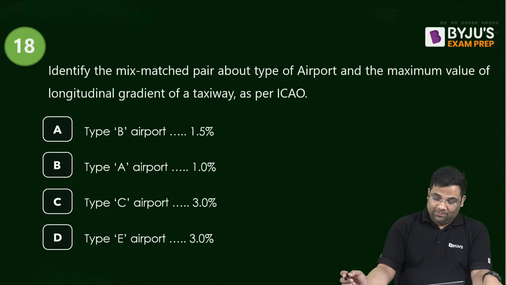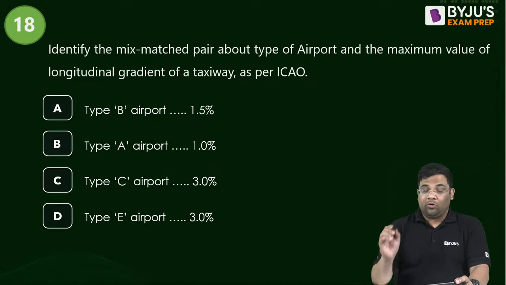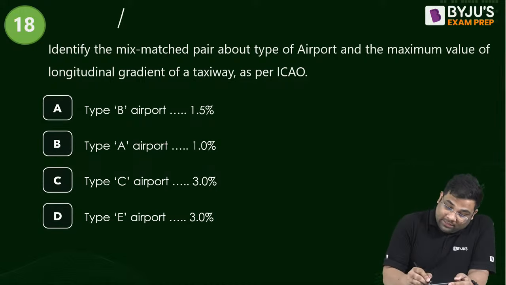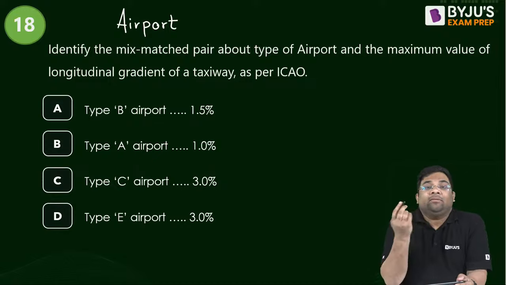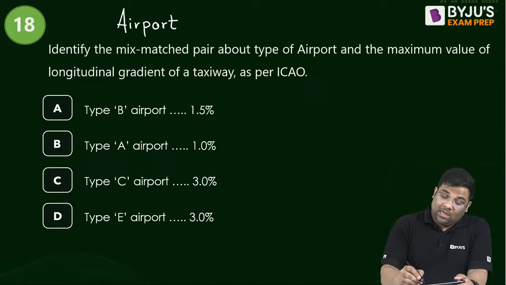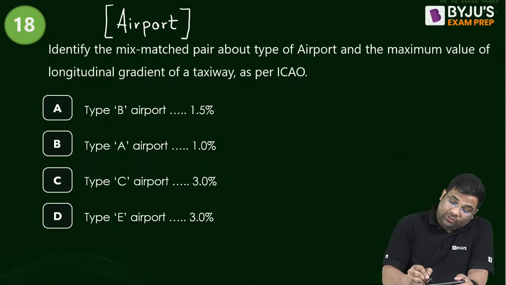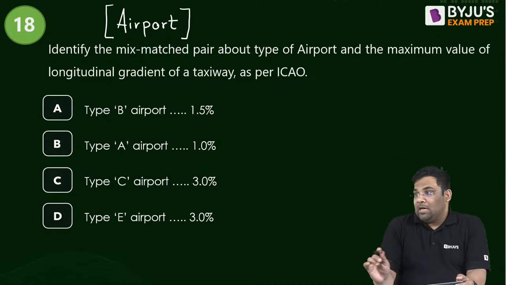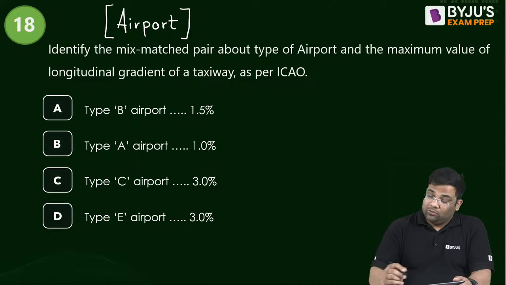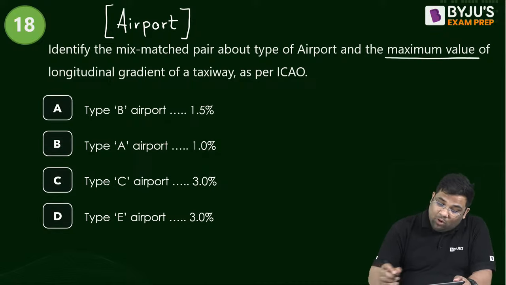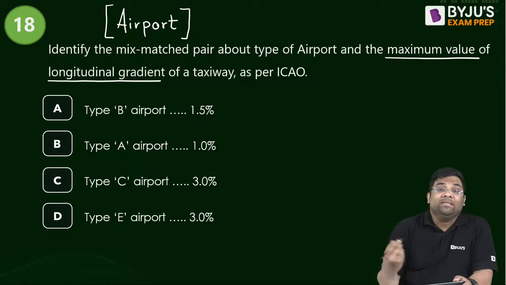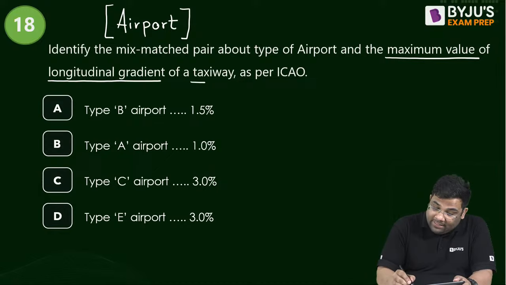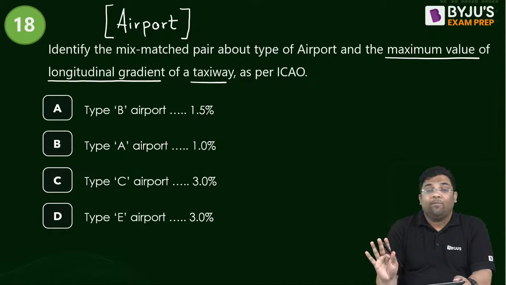Now, next question. This is from airport engineering. One important thing: many of these PSU exams directly take questions or syllabus from GATE. So in many PSU exams, they're now asking questions from airport engineering also. This question is: the maximum value of longitudinal gradient or permissible gradient for taxiway as per different types of airport.